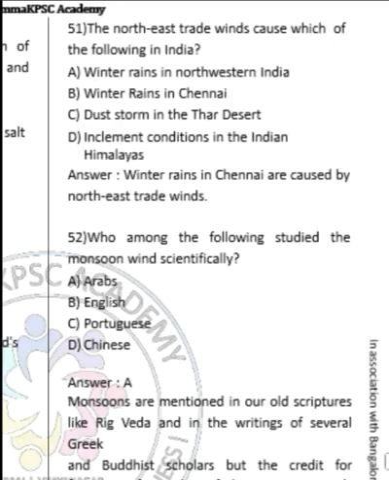Question number 51. The northeast trade winds cause which of the following in India? So northeast trade winds, it is the retreating monsoon season and they bring winter rains in Chennai. So answer here is option B. Question number 52, it is asking who among the following studied the monsoon wind scientifically? Answer here is option A, Arabs.